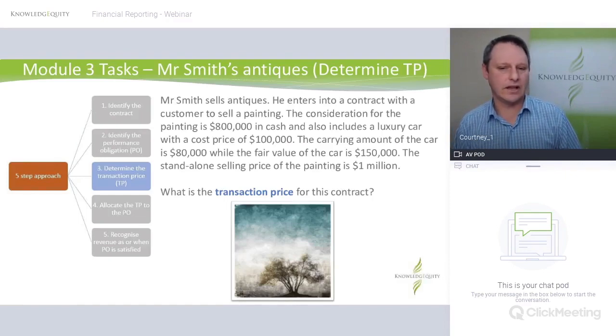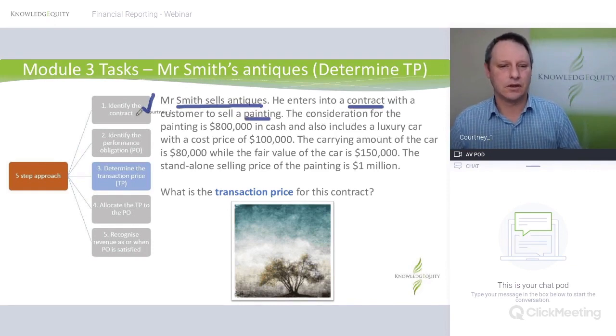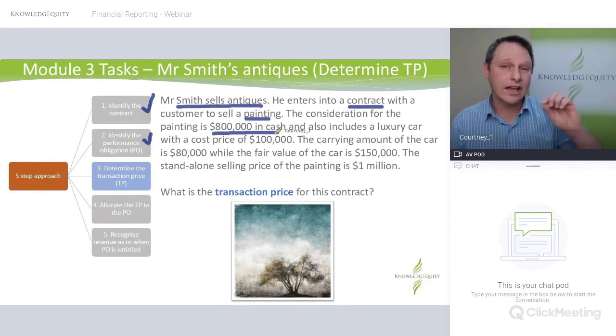So now we're looking at transaction price in a situation where there's a non-financial consideration taking place. Mr. Smith sells antiques. There's a contract. Once again, that's step 1 dealt with quite quickly and easily. And in this case, there's a painting. So that's pretty easy. There's only a single performance obligation. The painting is consideration. $800,000 in cash will be paid, but this is where it gets tricky.